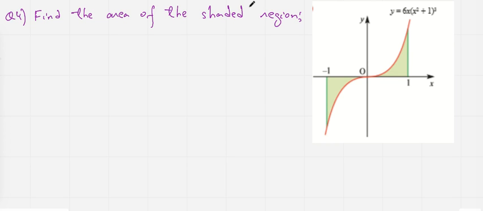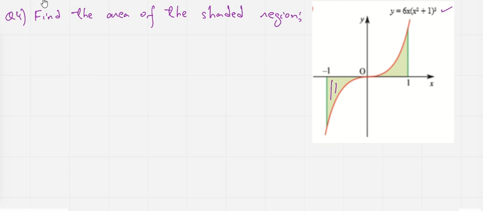Now here you go, a nice question in which you are provided a nice graph belonging to this function. We need to find the area of this shaded region. It's going from -1 to 1. There are two ways of doing this.